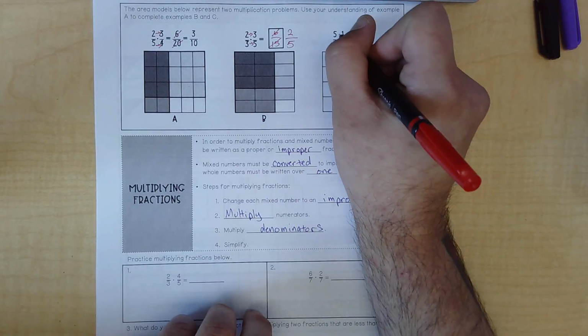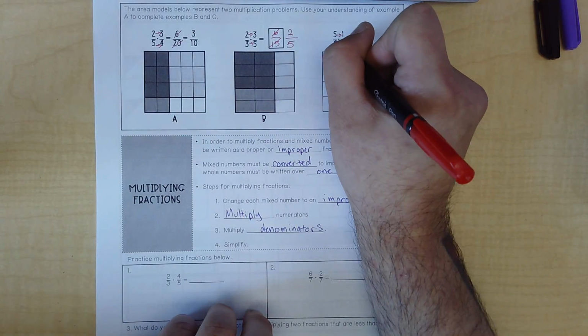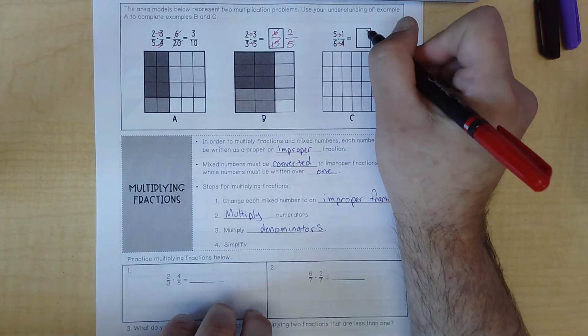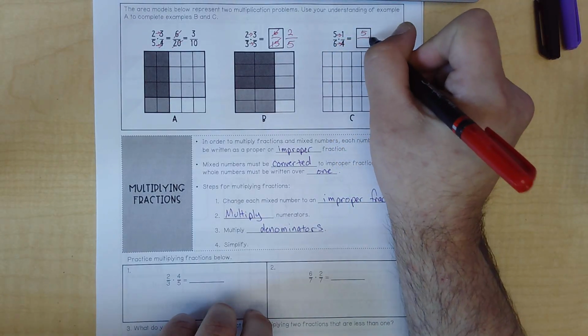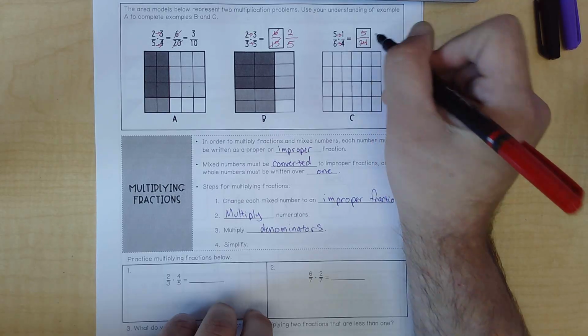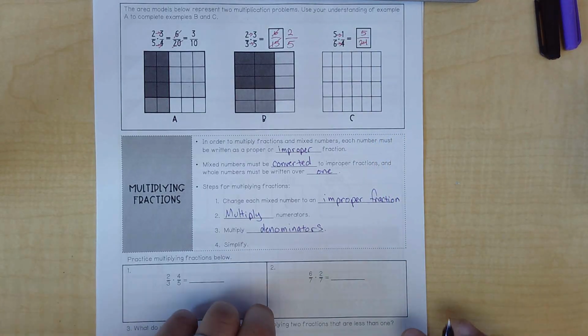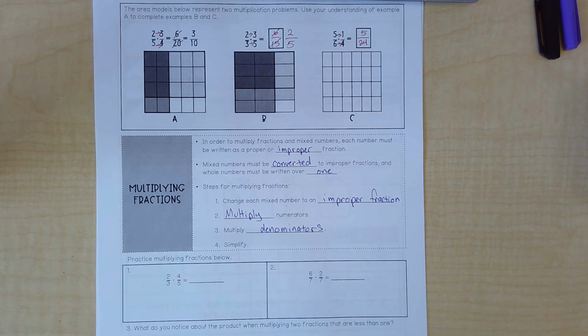I'll do the same thing with the next one. 5 times 1 and 6 times 4. 5 times 1 is 5. 6 times 4 is 25. Now, there are no factors that can be multiplied into 5 and 25, so we're going to leave that fraction alone, and that's as simplified as it's going to get.